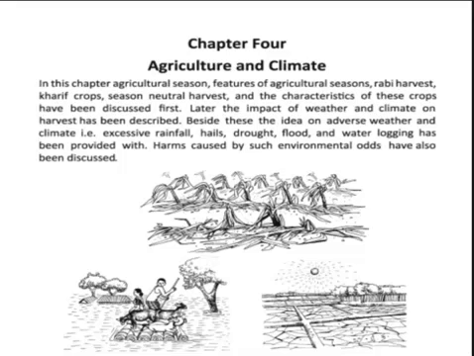Later, the impact of weather and climate on harvest is discussed, and the effect of weather and climate on the harvest season. Besides this, an idea on adverse weather and climate, such as excessive rainfall, hail, drought, flood and waterlogging, is provided, along with the harms caused by such environmental odds. All types of environmental difficulties harm crop production, so that will be discussed in our chapter.